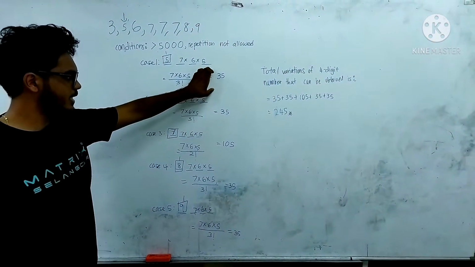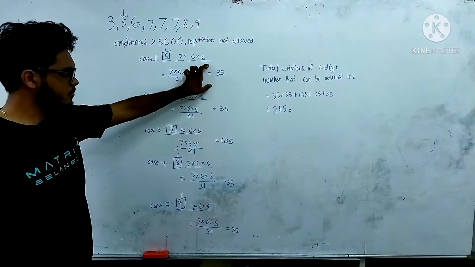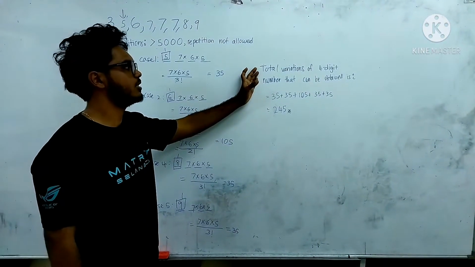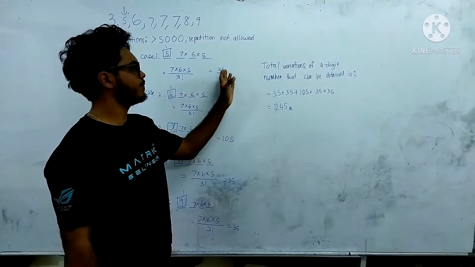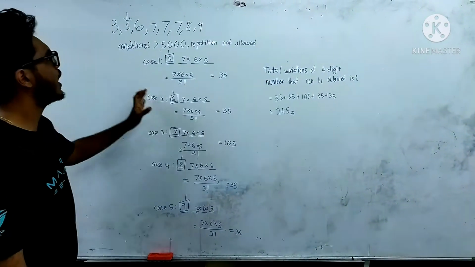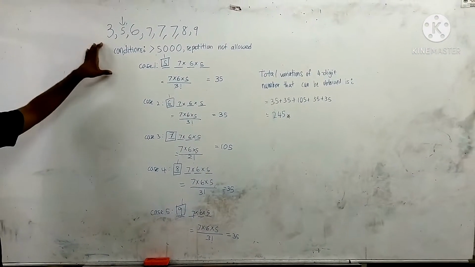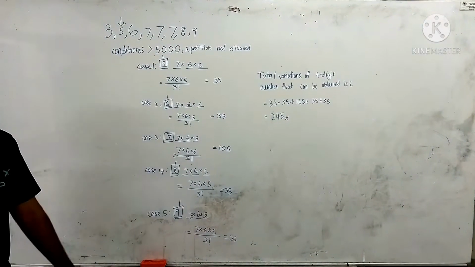Now after calculating the possibilities for each case, we're going to total up to get the total variations of 4-digit numbers that can be obtained. So 35 plus 35 plus 105, 35 and 35, gives 245. So Arif can get a total of 245 variations of numbers, given that the condition is that it must be bigger than 5,000 and repetition is not allowed.